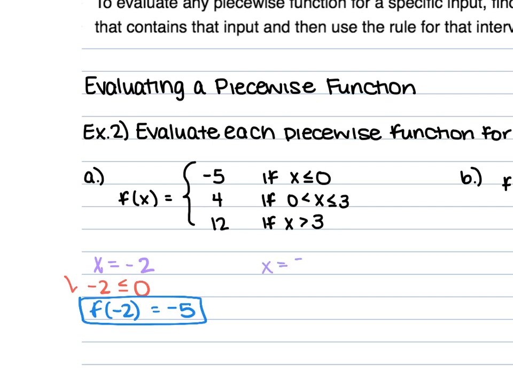For x is equal to 5, plug it in. Is 5 less than or equal to 0? No. Is 5 falling between 0 and 3? No. But is 5 greater than 3? 5 is greater than 3, yes. So y is 12. So f of 5 is equal to 12.